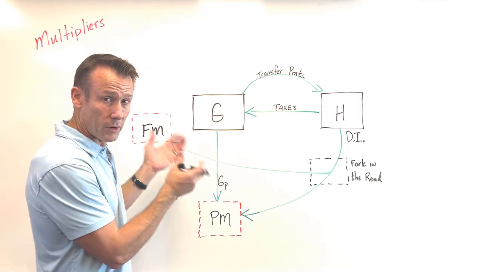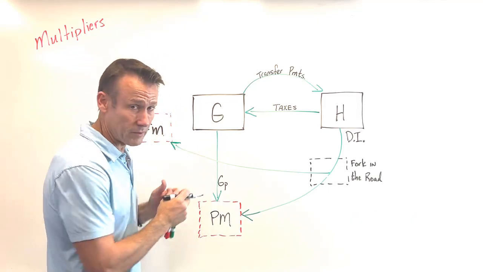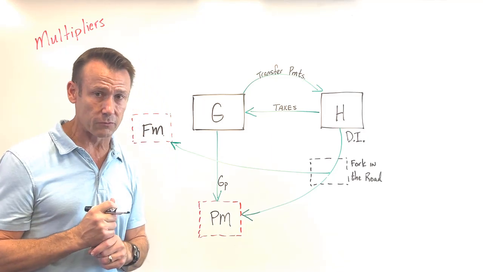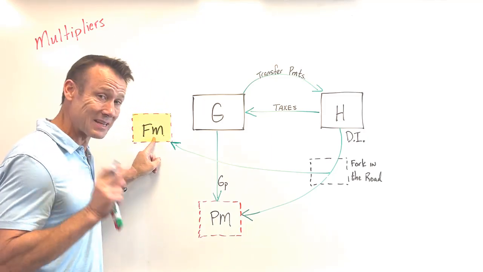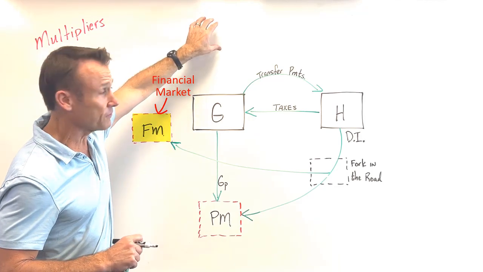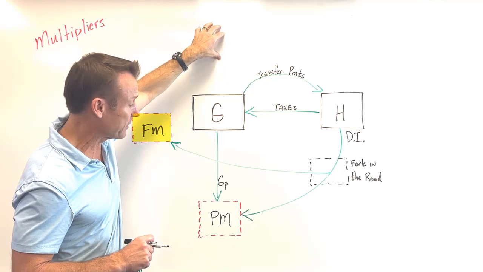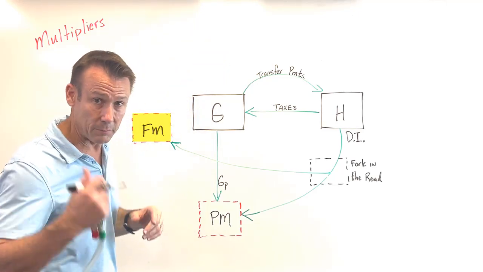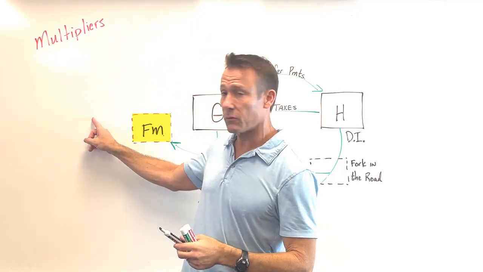First of all, I want you to orient yourself to what we have on the board, which is a portion of a circular flow model. First thing I want to point out is that is not the factor market. That is the financial market. We would put the factor market or resource market up here.